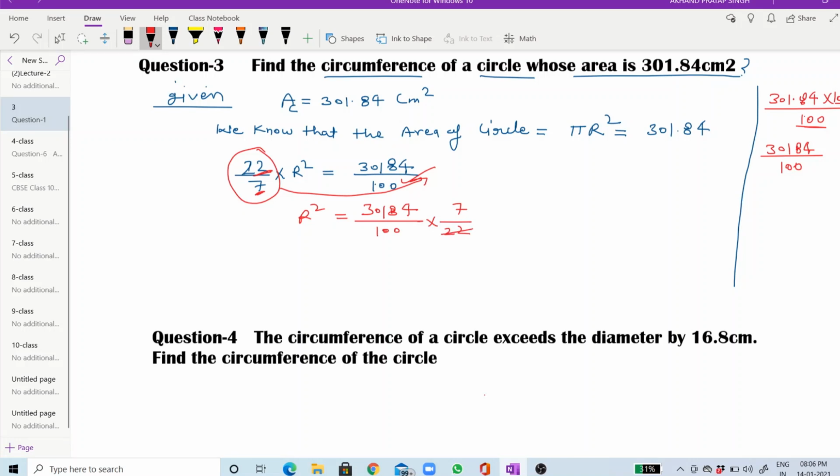So 2 ones are 2, 2 ones are 2. Now 2 ones are 2 and 1 is remaining. So 1 and 0 become 10, 2 5s are 10, and now comes this 1, because it's alone, that's why we take 0 here, and it becomes 18. So 2 9s are 18 and 2 2s are 4, so the value will be 15092 upon 100 into 7 by 11.